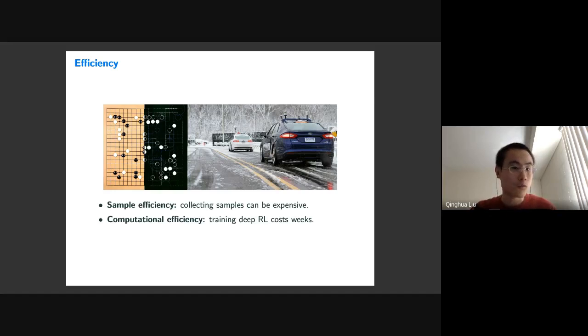But in practice, we never have an infinite amount of resources. So efficiency is really important. When we talk about efficiency, there are two types. One is sample efficiency. That is, we want to use as few samples as possible, because in practice, collecting samples can be really expensive and time consuming. For example, in autonomous driving, collecting one trajectory probably takes 10 minutes. And also if we crash the car, it would be even more expensive, because we may need to buy a new car or repair the car.